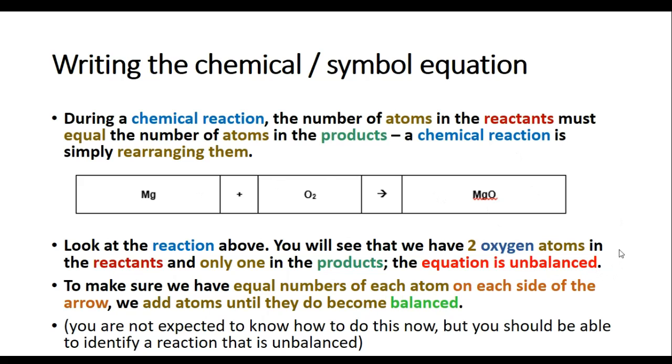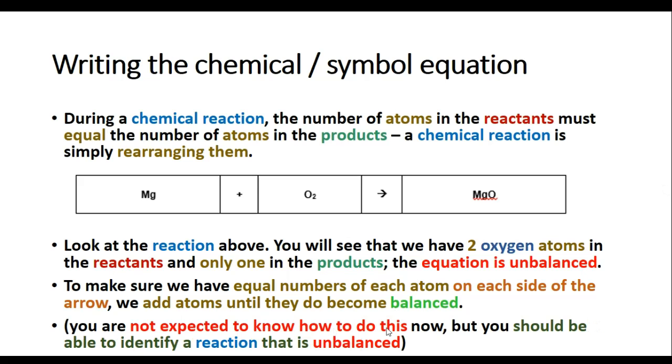So to make sure that we have equal numbers of each atom on each side of the arrow, we need to add atoms until they become balanced. Now note that you are not expected to know how to do this at the moment, but you should be able to identify a reaction that is unbalanced. So you need to be able to look at this equation and think, oh, we've got two atoms of oxygen here, but only one here. That means it's unbalanced. So you need to make sure that you are able to identify whether a reaction is balanced or unbalanced.